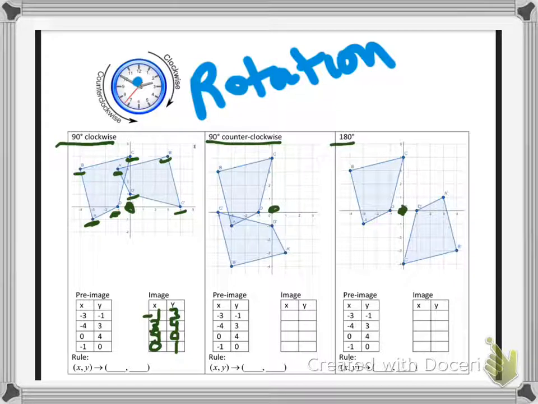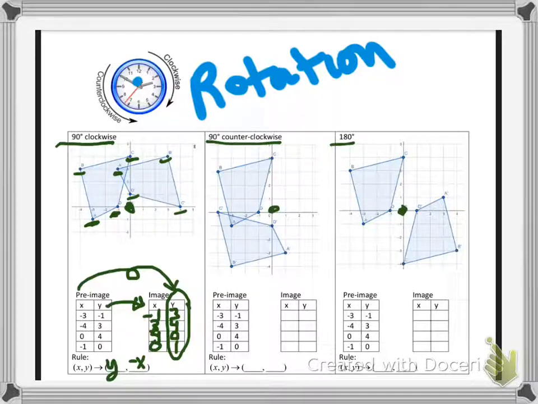Okay, so if you look at what's happening, the X values are becoming the new Y values, but flipping their sign, whereas the Y values are going straight into the new X values without changing their signs. So my new X value is always my old Y value. My new Y value is always equal to the opposite of my old X value. So I'm going to change the sign, and put -X right here.